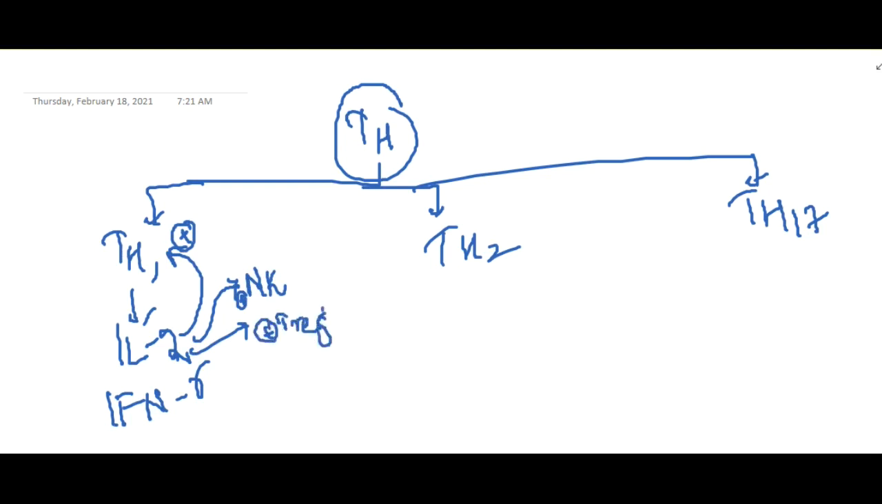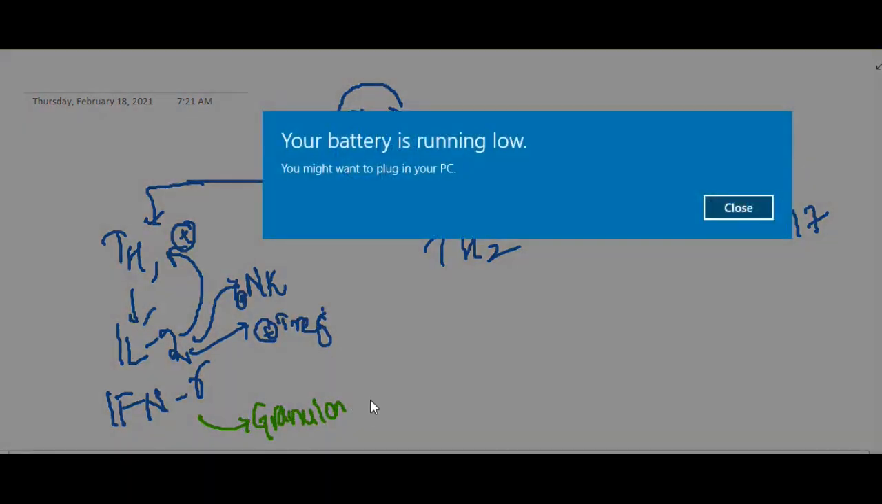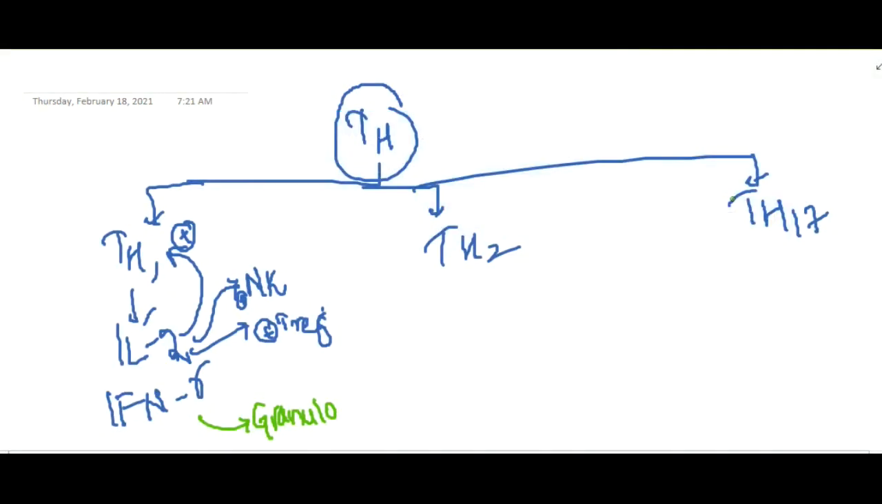Interferon gamma is important in granuloma formation. So if you see, this T helper 1 cell will produce interleukin 2 and interferon gamma. This interleukin 2 activates the T helper 1 cell in turn again. It will also activate NK cell and also activate T regulatory cell, whereas interferon gamma activates the granuloma cell.